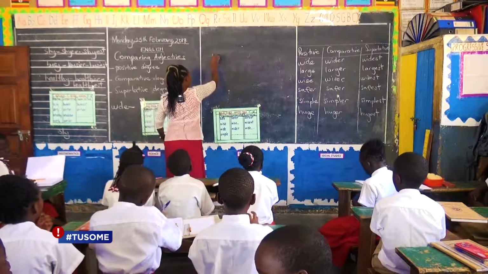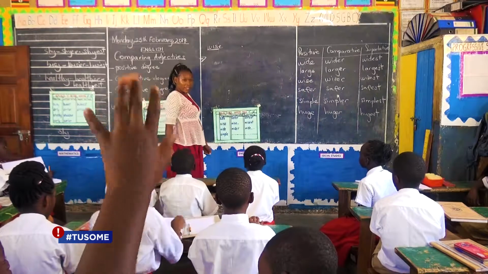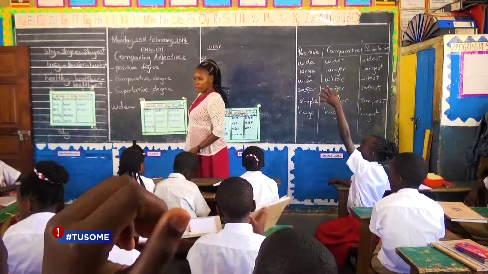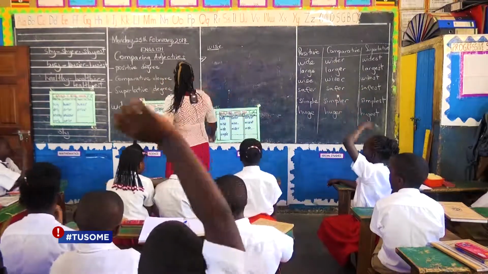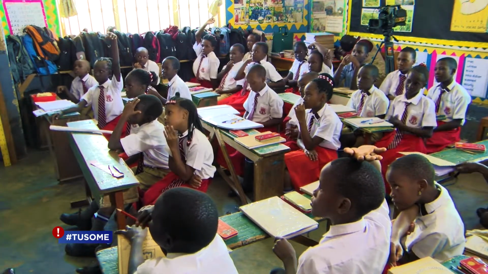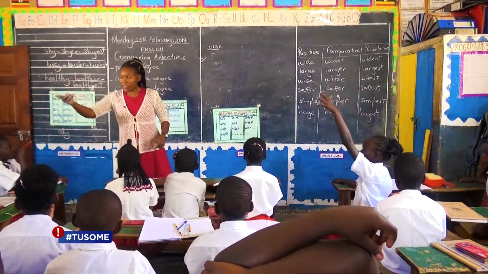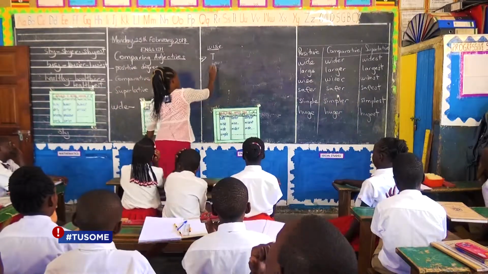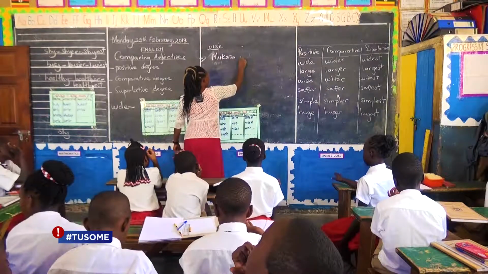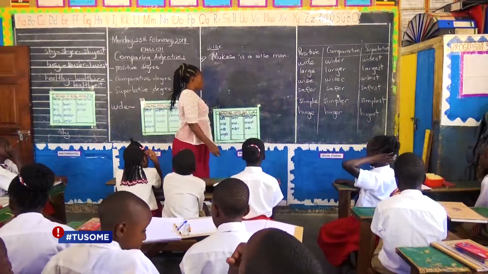Let's take the adjective wise. Let's construct a sentence in the positive degree. Somebody give us a sentence in the positive degree. That man is wise. Use a noun, like Mukasa. Yes, Mukasa is a wise man. Mukasa is a wise man.